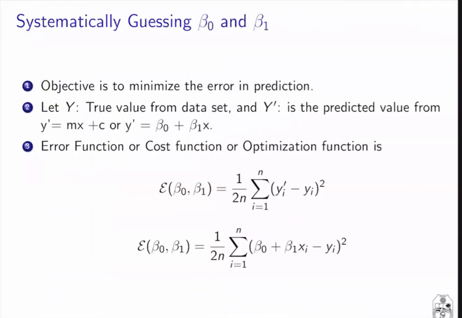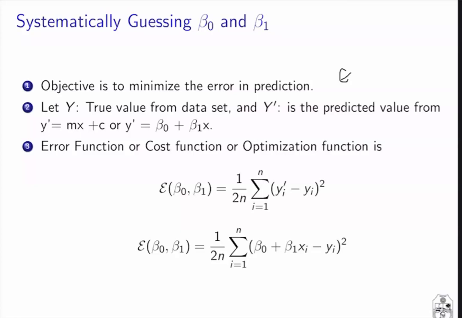Now, after developing this broad intuition of the working of the gradient descent algorithm, let us try to understand the mathematics behind it. The objective of the gradient descent algorithm is to minimize the error in prediction, and that's why we are going to use some error function.